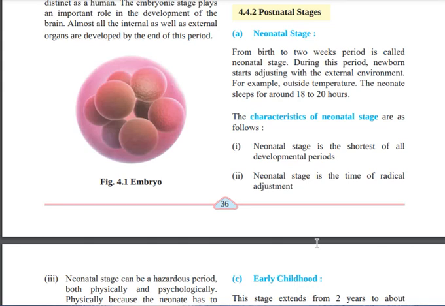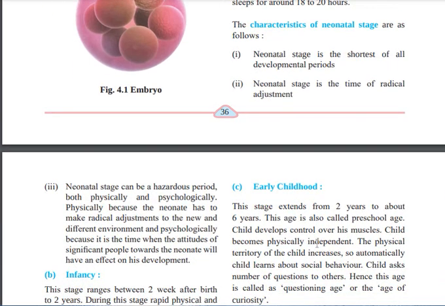So the characteristics of this stage are that the neonatal stage is the shortest of all development periods. This stage is the time of radical adjustment, where the baby is adjusting himself, and the neonatal stage can be a hazardous period both physically and psychologically. Physically, because the baby has to make adjustment to the new and different environment. Psychologically, because it is a time when attitudes of significant people towards the neonate will have an effect on development.